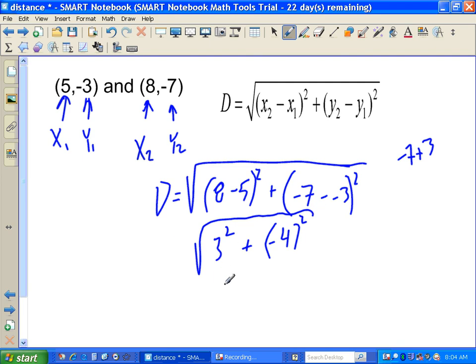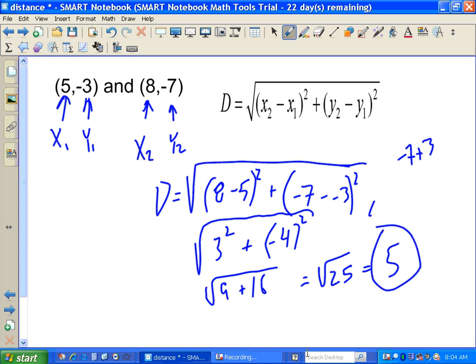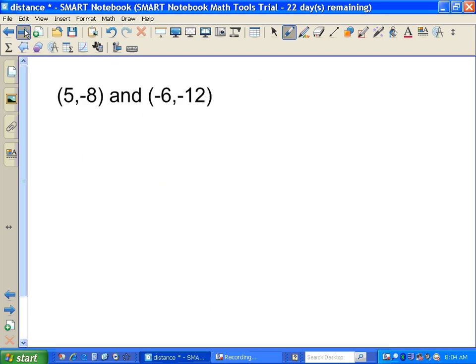There it is. 3 squared is 9. 4 squared is 16. Okay, 9 plus 16 is 25. What's the square root of 25? It's 5. Okay, there we go. Simple as that. Okay, so here's what we're going to do. We're going to go to the last problem.